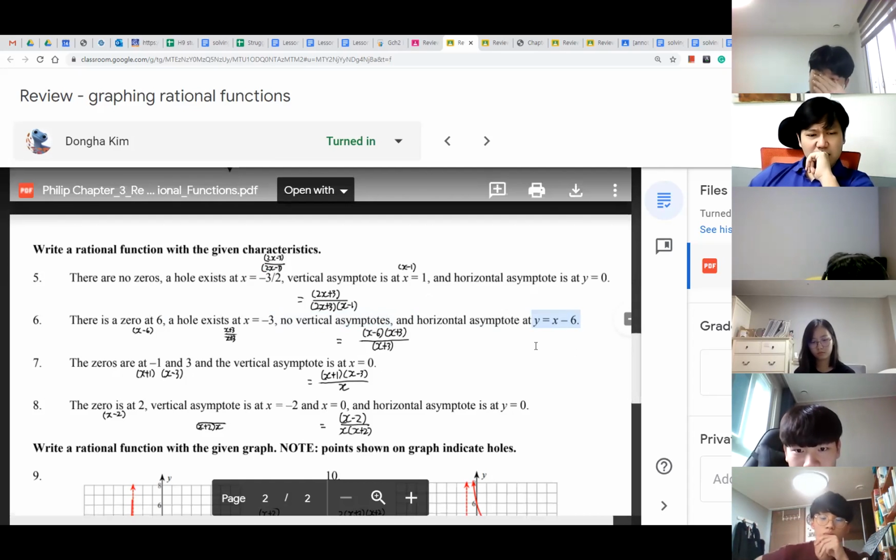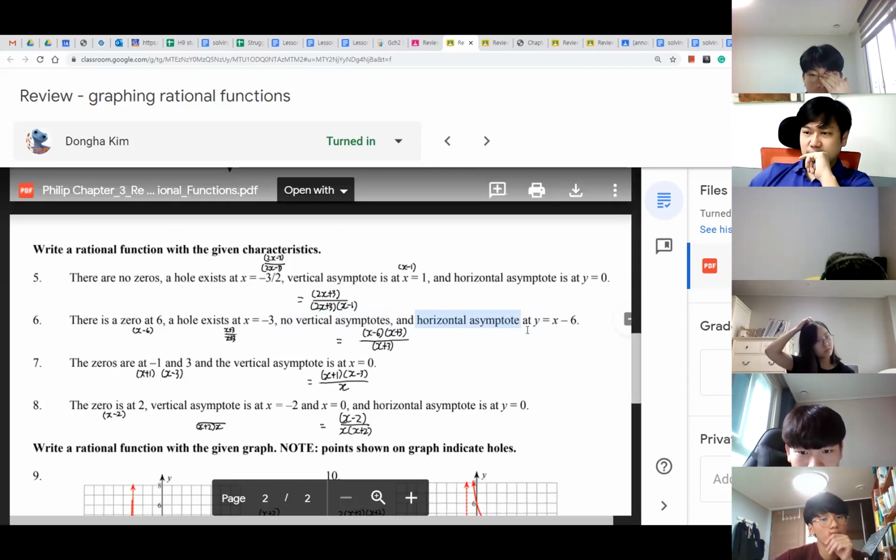Y equals x minus 6. That's not a horizontal asymptote. That's actually a slant asymptote. Okay. So when do we get a slant asymptote, Eddie? When do we get a slant asymptote?